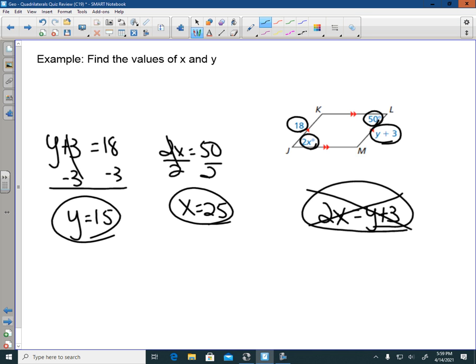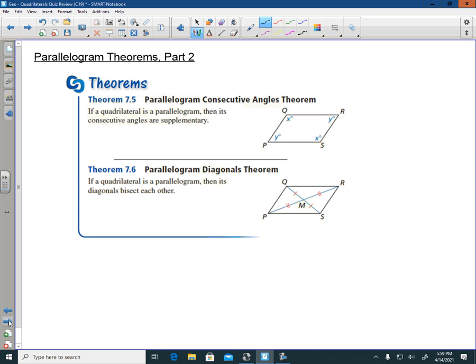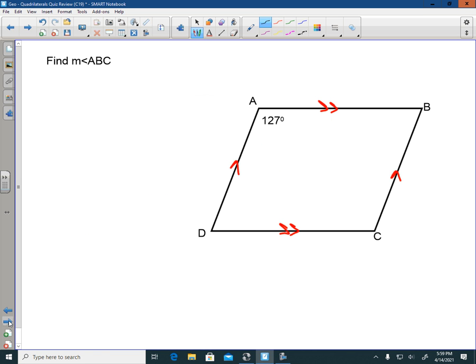So bring together the things that the theorem tells you to bring together. All right, and then part 2 of parallelogram theorems talked about consecutive angles, and it says that in a parallelogram, consecutive angles are supplementary, and also that the diagonals bisect each other, and those two theorems can help you solve problems like this. Well, the first one could.